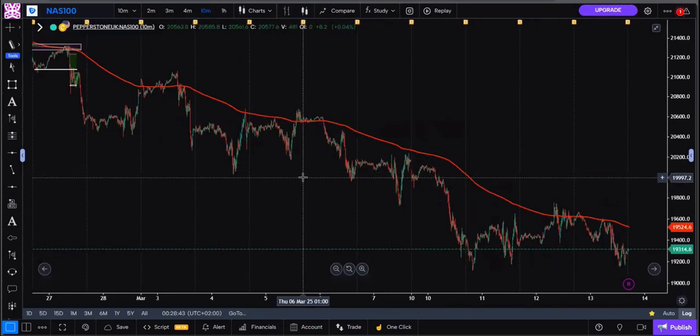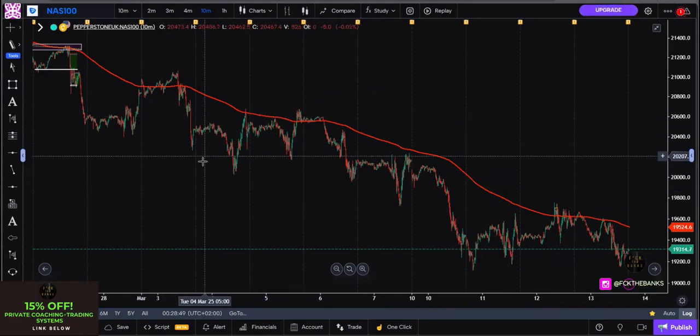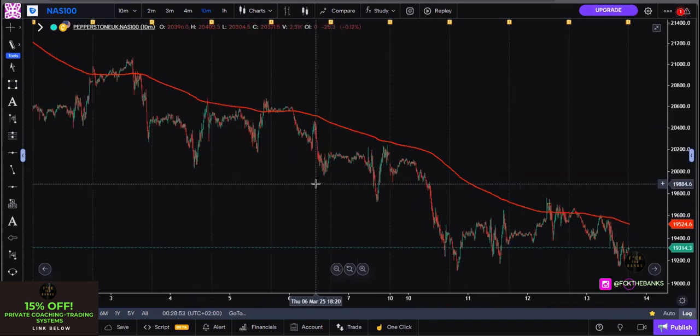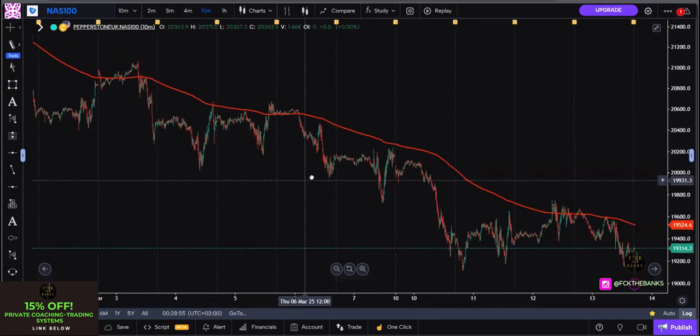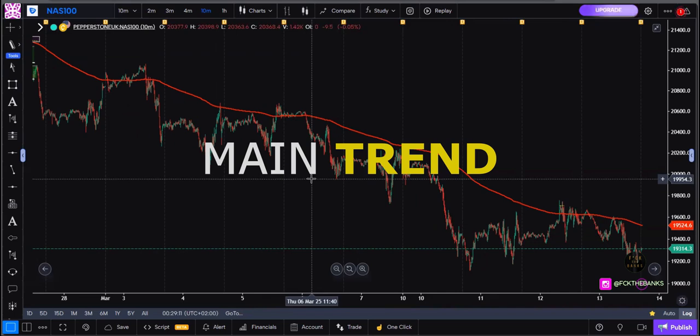So the most important thing that I want you to see is the main trend, especially with the guidance of this moving average. It's not necessary, but if you want, you can apply moving averages. I do work with moving averages. They are very useful. It's like a tool that will just help you see where price is heading, or the trend. So the most important thing, first and foremost, is to understand the main trend.